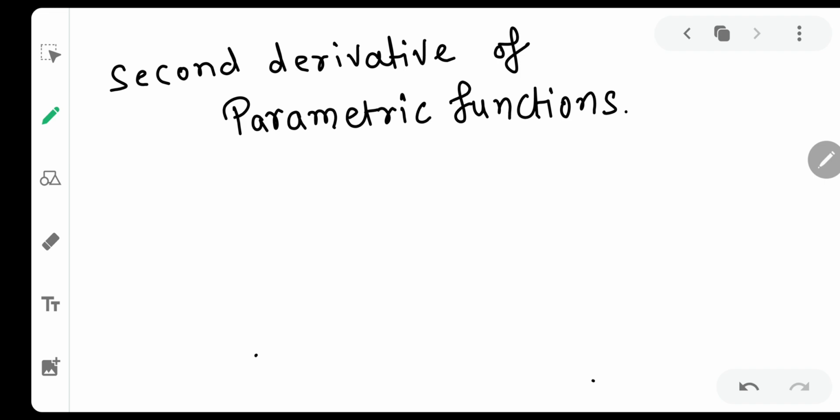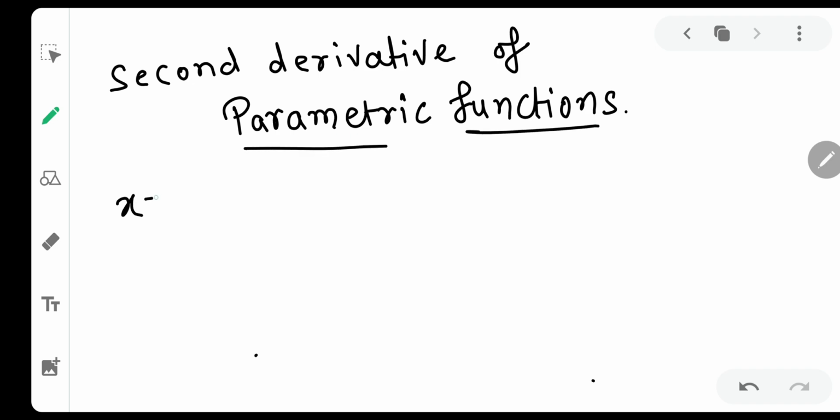Now today I have come up with a very nice and important concept, that is second derivative of a parametric function. It is very important for your HSC and CBSE exams and as well as for our entrance exams like JEE Mains and CET. Okay, parametric function I don't need to explain.